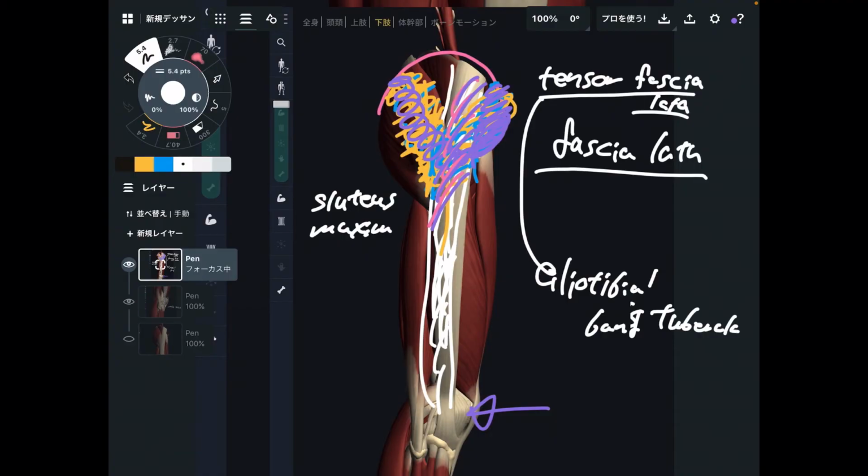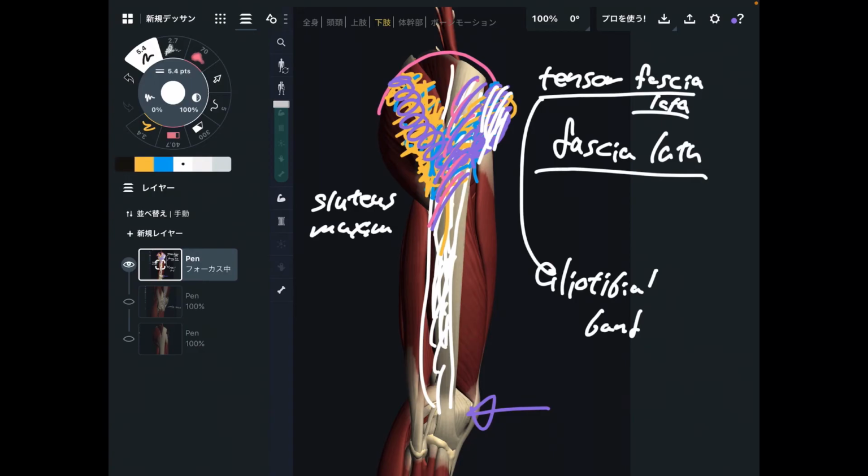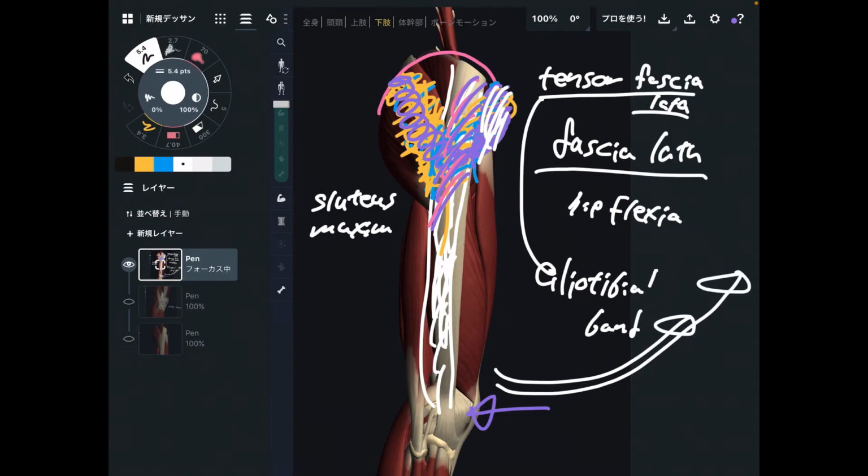Then let me talk about tensor fascia lata again. Alright, what is function of tensor fascia lata? Main function is hip flexion. Hip flexion is important for walking, running, jogging, and so on. Basically, hip flexion is you bring thigh forward, upward, basically this way. That is why tensor fascia lata is important for walking and running.